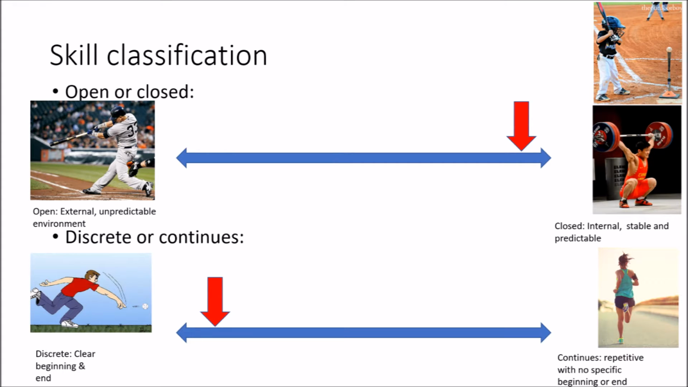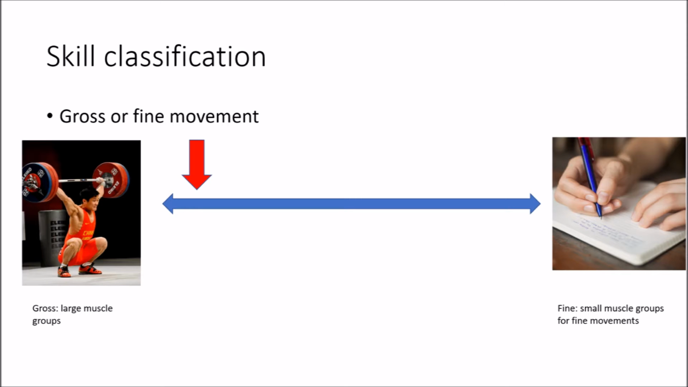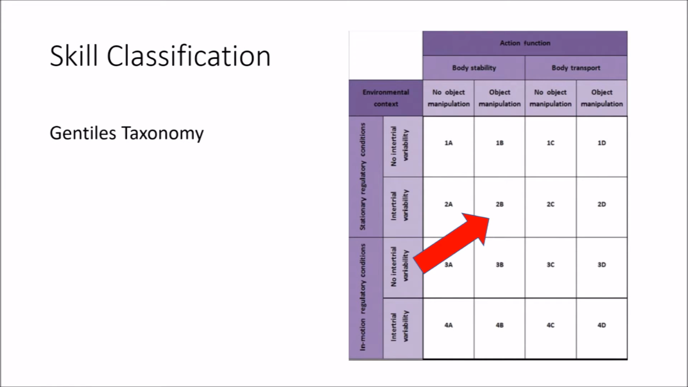From this demonstration, we can see the snatch is a closed skill. There are no external factors that may affect the performance other than the weight on the bar and the athlete himself. Furthermore, we may categorize the snatch as a discrete skill because there's a distinct beginning and end, from the bar on the ground to above the head in a standing upright position with the arms locked out. Finally, the snatch can be classified as a gross movement because it requires large muscle groups.